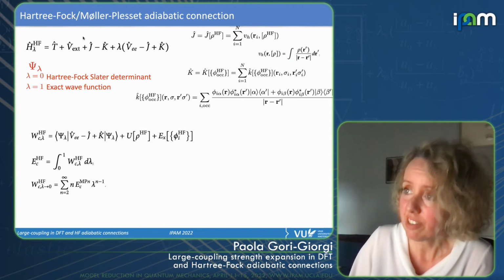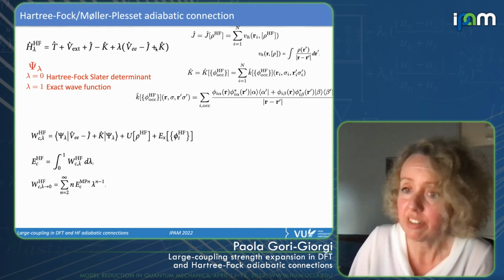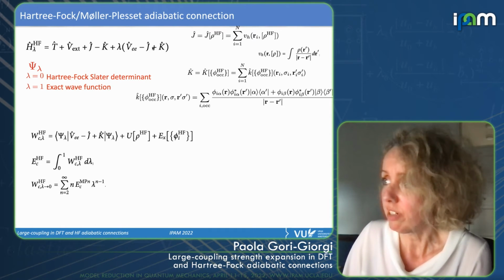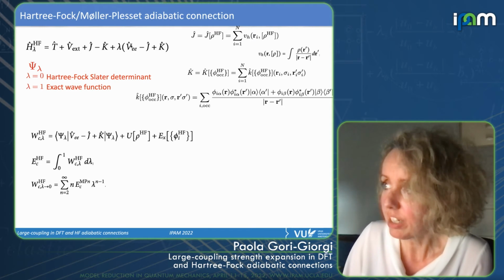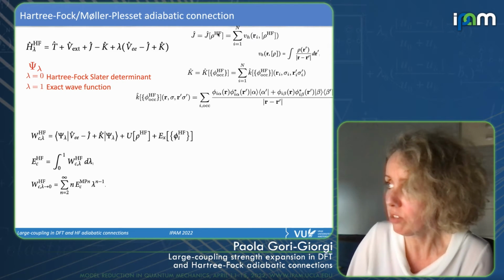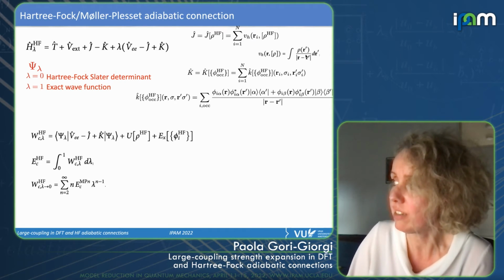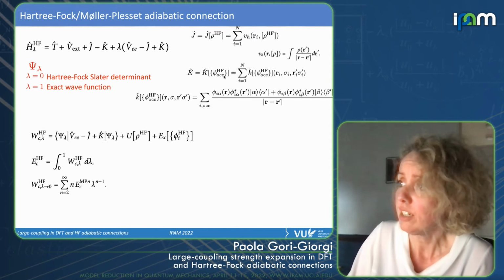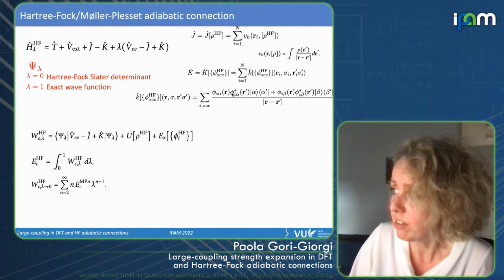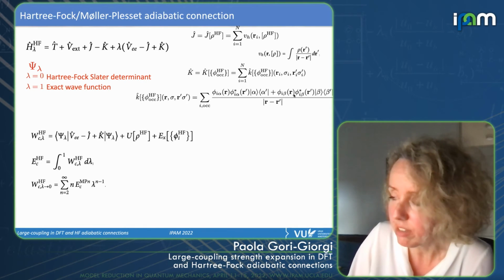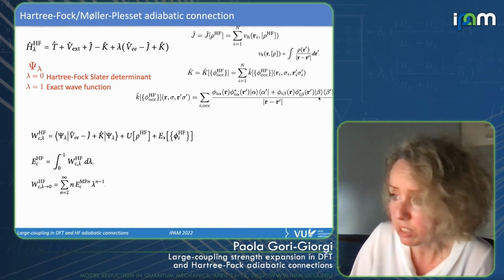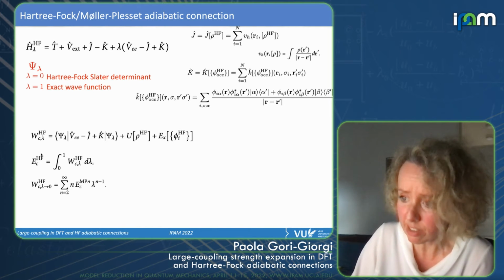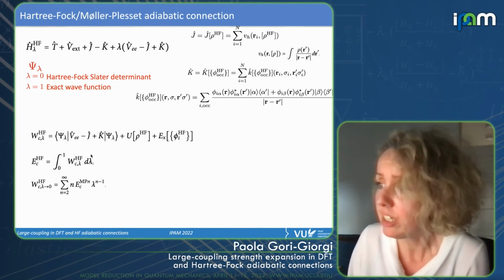So we took this kind of adiabatic connection. And just to remind you, we have here the electron-electron repulsion. This operator J is nothing else than the Hartree potential of the Hartree-Fock density. And the operator K is the exchange operator with its usual kernel. Okay, and these are the formulas I had before.